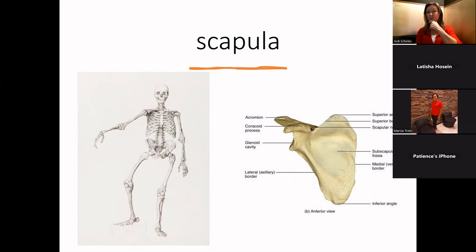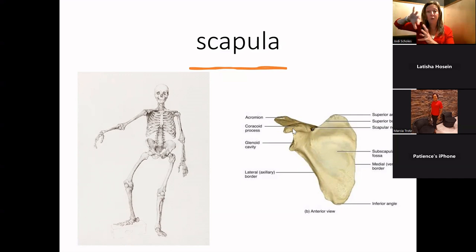Can you determine? One of the easiest ways to determine if this is a left scap or a right scap is by this angle right here. I see some answers coming in. You are correct. It is the right scapula because this would be the right shoulder, just like this little skeleton. This is what we're looking at, this little angle right here.